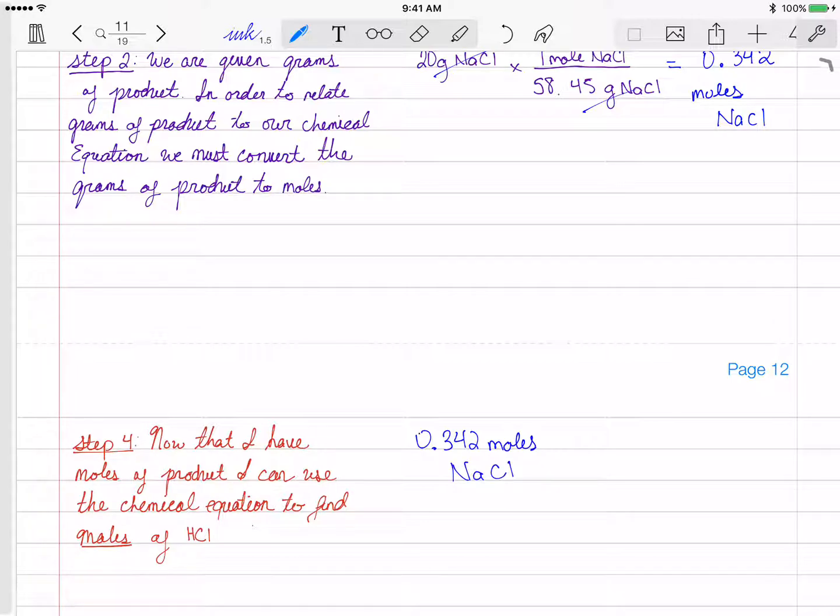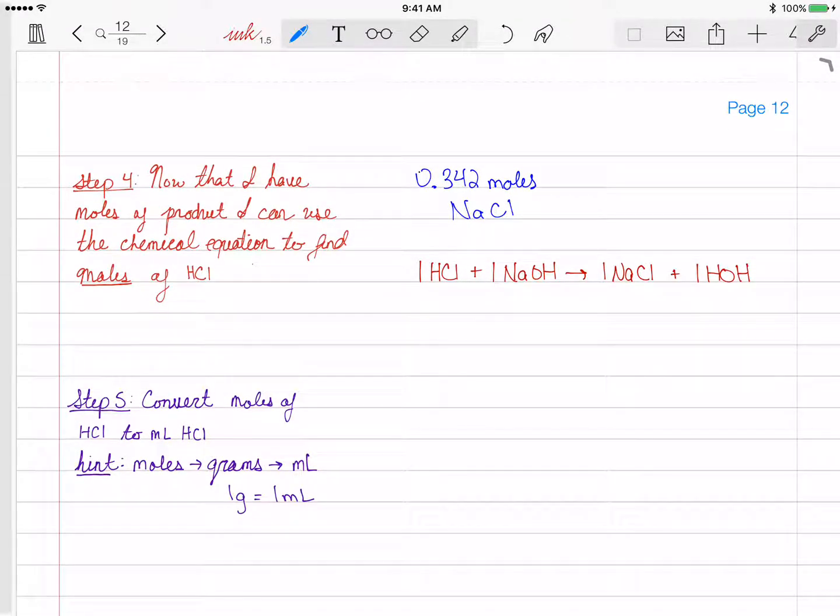Now that I have moles of product that I need, I can use the chemical equation to find the moles of hydrochloric acid I'm going to need. So I'm going to write the equation again. Again, you don't have to write the one. It's not necessary. Or you can write it if you want to have that reminder that it's already balanced, and since it's a 1-to-1 ratio, I have 0.342 moles of NaCl product.